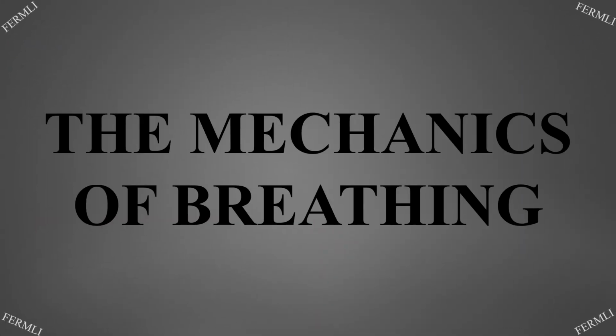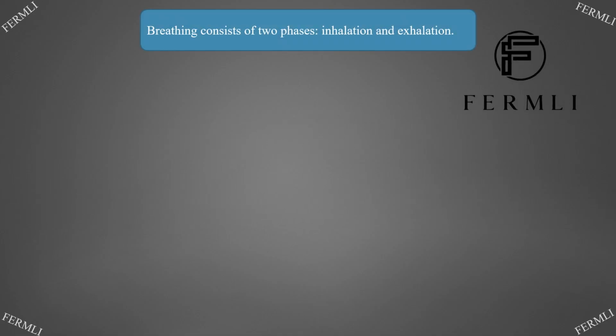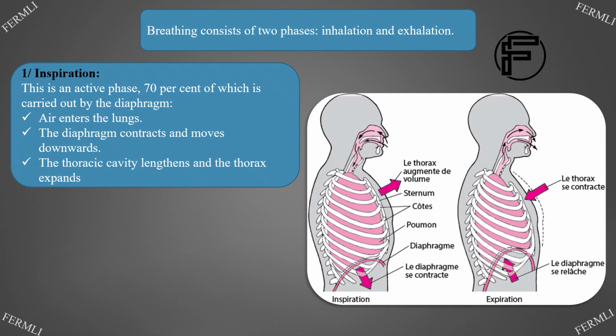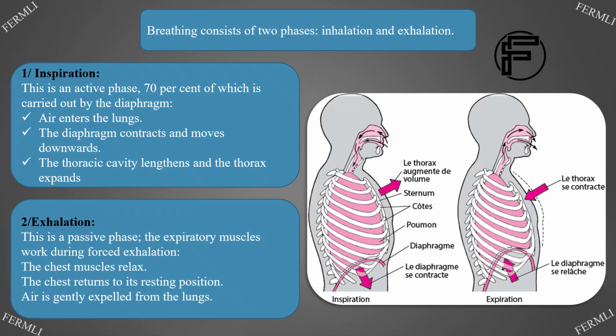The mechanics of breathing. Breathing consists of 2 phases, inhalation and exhalation. 1. Inspiration. This is an active phase, 70% of which is carried out by the diaphragm. Air enters the lungs. The diaphragm contracts and moves downwards. The thoracic cavity lengthens and the thorax expands. 2. Exhalation. This is a passive phase. The expiratory muscles work. During forced exhalation, the chest muscles relax. The chest returns to its resting position. Air is gently expelled from the lungs.